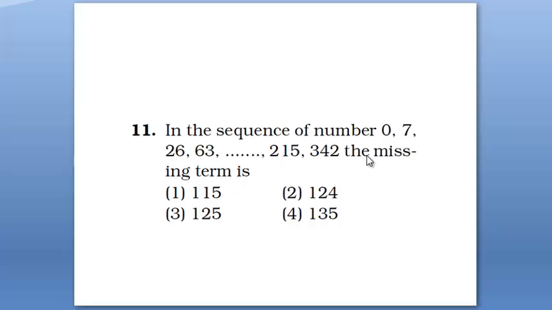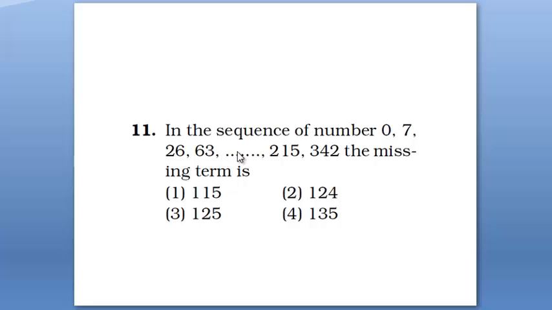3 cube is 27, 3 cube minus 1 is 26. 4 cube is 64, 64 minus 1 is 63, and as you can see we have our sequence. The next would be 5 cube. Sorry, this is 4 cube minus 1. Next would be 5 cube minus 1.